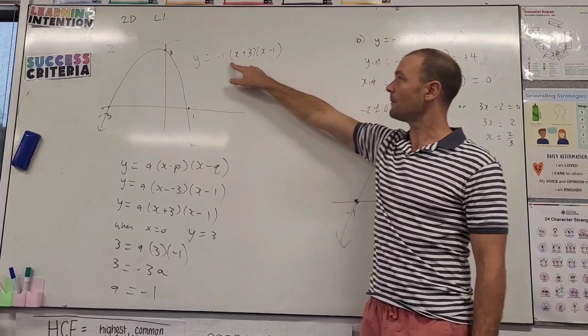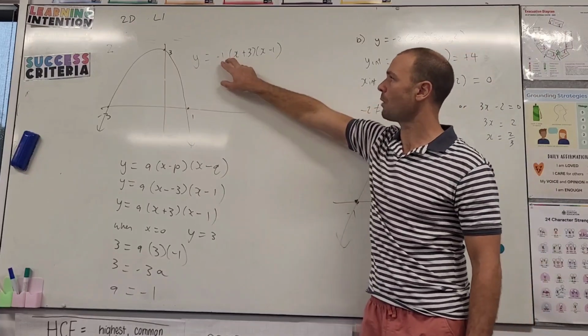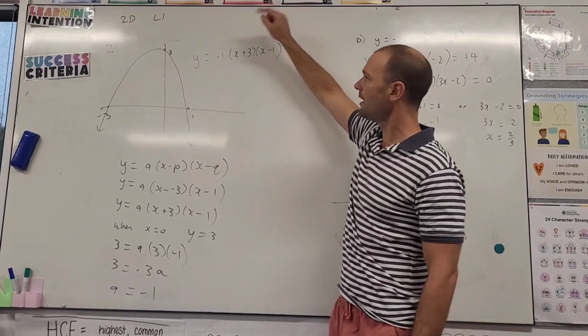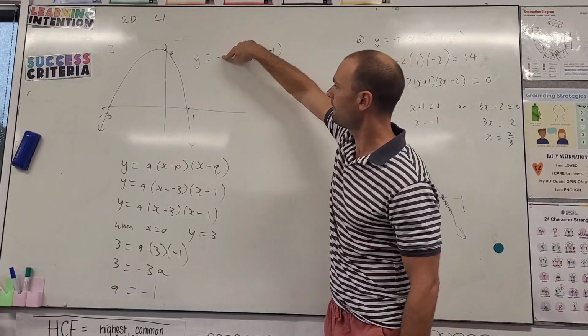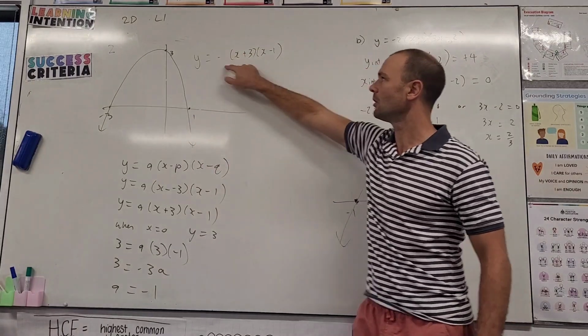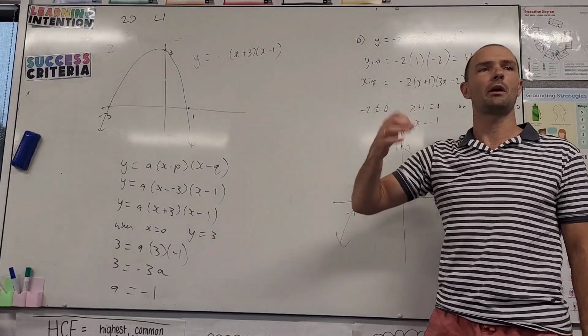Now just up here in terms of notation, I've written -1 times this. However, the 1 you don't need. Often it will just be written as negative of this function. That means minus 1 lot of it.